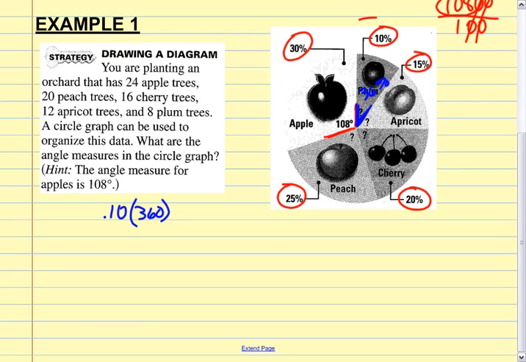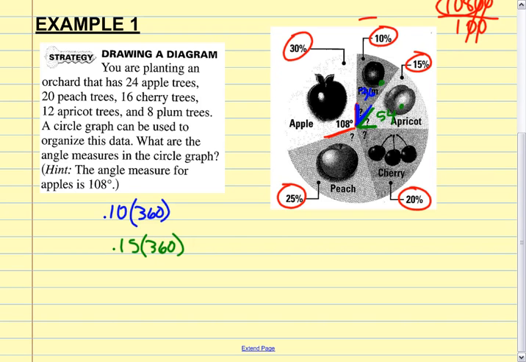Nice job. Who can do the apricots for me? Barrett? 0.15 times what? 360. And how many degrees is that? 54 degrees. Let's see if we can finish this. Wait, I need to put my little degree sign there. Okay? 54 degrees. Now, who can figure out peaches for me?